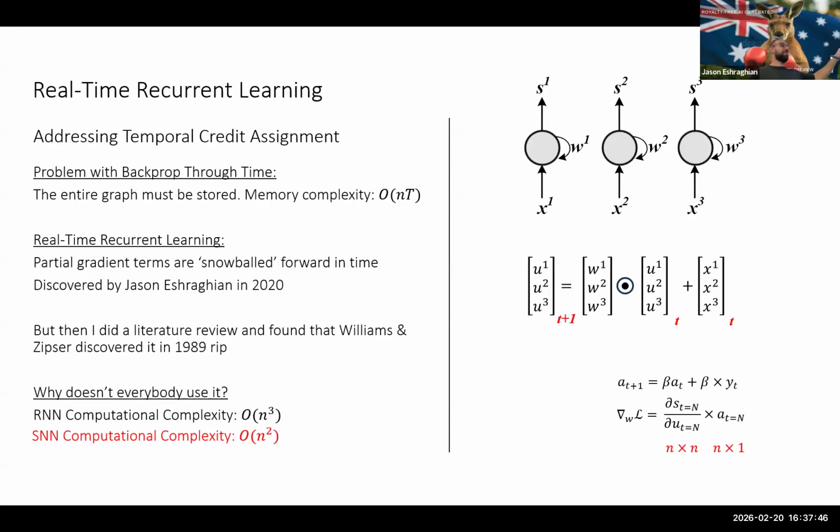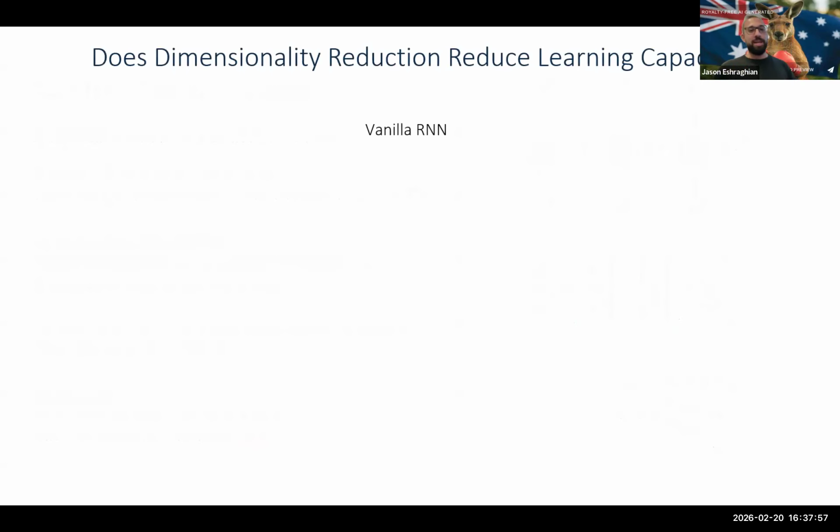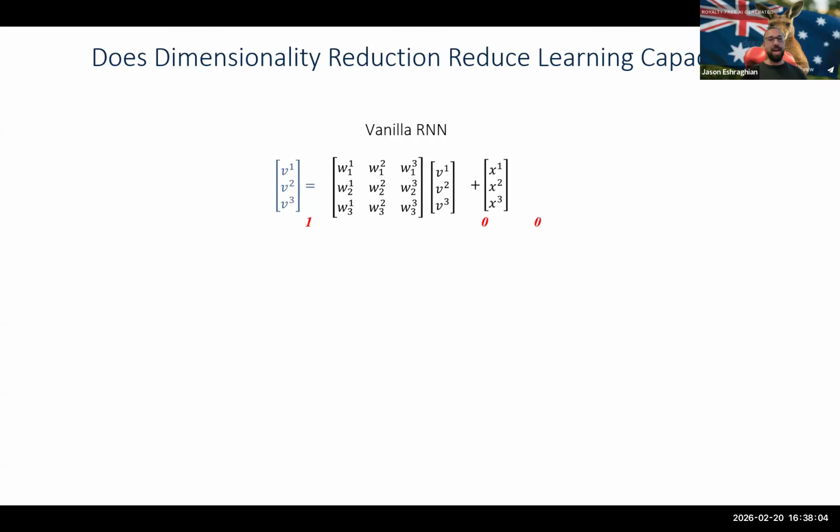In this simplistic case, I've gone from an n by n to an n by 1 vector of learnable parameters, right? Let me try and convince you why that's not so much of an issue. It comes down to effectively doing a bunch of matrix diagonalization. So the question here is, does dimensionality reduction reduce learning capacity?